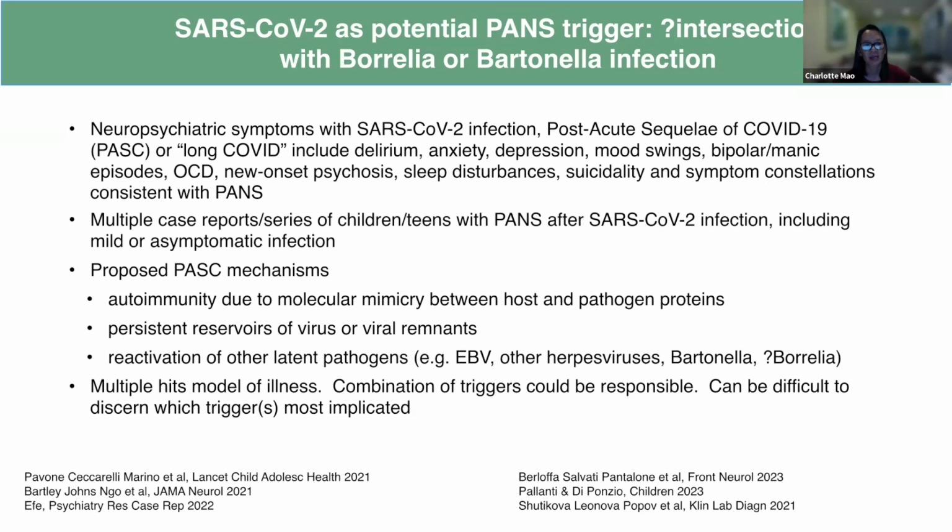So proposed mechanisms for these post-acute sequelae of COVID include autoimmunity. This is a common theme due to molecular mimicry between host and pathogen proteins. Also, the possibility of persistent reservoirs of SARS-CoV-2 virus or viral remnants, and also the possibility of reactivation of other latent pathogens. So that's been described with Epstein-Barr virus, other herpes viruses, as well as Bartonella and possibly Borrelia. Again, this is a multiple hits model of illness where a combination of triggers could be responsible.